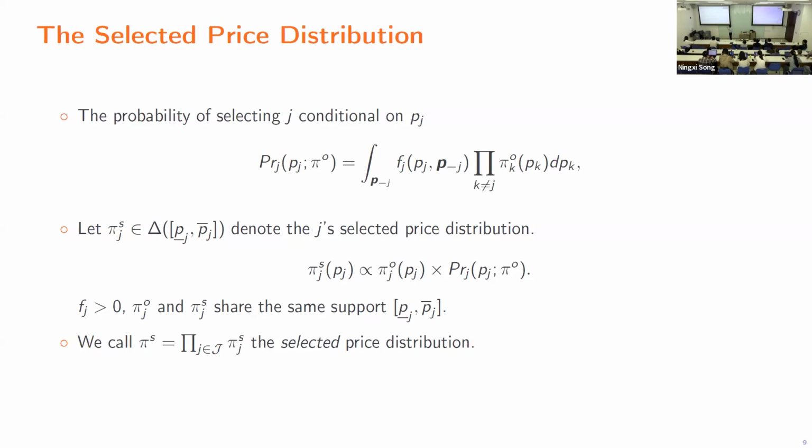And given this object, we can derive the density of the selected price distribution. For the talk today, I only need to use one tool, which is the Bayes rule, so that you can understand everything. So this selected price density will be proportional to the offered price density evaluated at the same price, multiplied by the choice probability of selecting alternative j conditional only on p_j. Here I use this proportional sign because I'm off by a normalizing constant.